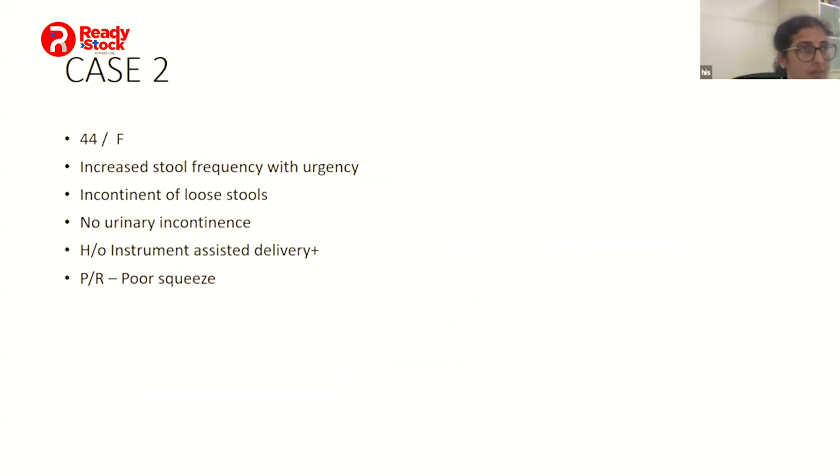Now this is the other component of anorectal manometry, that is the inadequate or hypocontractility of the anal sphincter. This is a 44-year-old female who has increased stool frequency with urgency. She's incontinent of loose stools, can manage with solid stools. There are no urinary symptoms. She's had a history of a prolonged vaginal delivery with assistance with instrumentation. The rectal examination also indicates there is a suboptimal squeeze pressure.